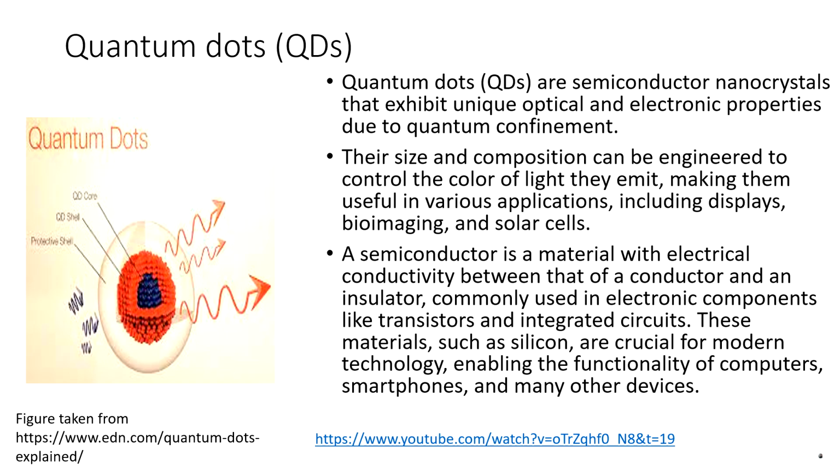We already have seen that in the daylight you get some wonderful displays because of the nanocrystals which are inside the display. Mostly you will see them around the highways and in downtowns or in Times Square also. A semiconductor is a material with electrical conductivity between that of a conductor and an insulator, commonly used in electronic components like transistors and integrated circuits. These materials such as silicon are crucial for medical technologies also, enabling the functionality of smartphones and many other devices which are very useful for human life.